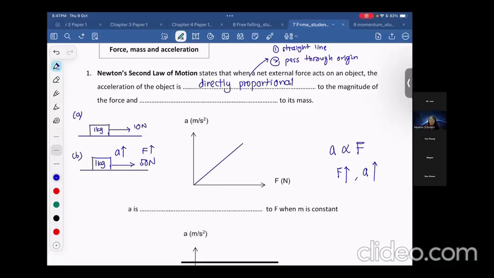When there is no force, will your object accelerate? When force is zero, of course the object cannot move, so it won't have an acceleration value. So we start from zero. Okay, so here we say A is directly proportional to F. Force increases, A also increases.